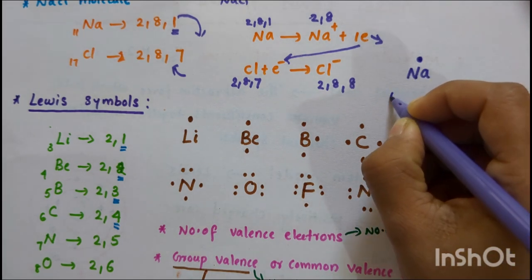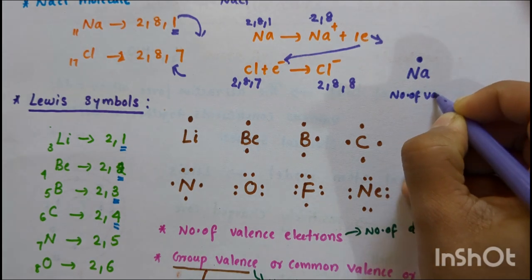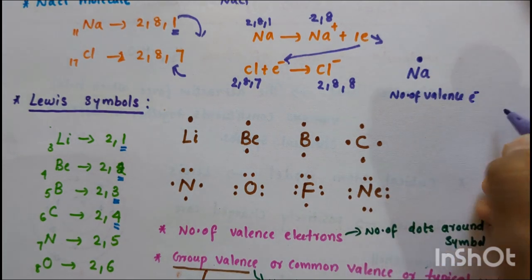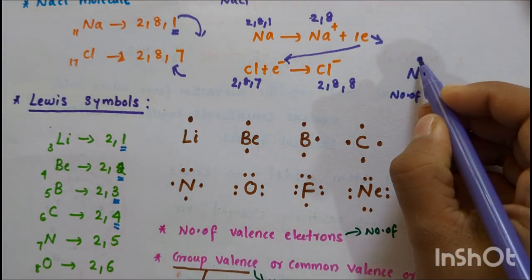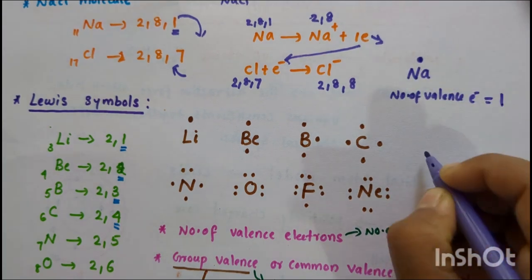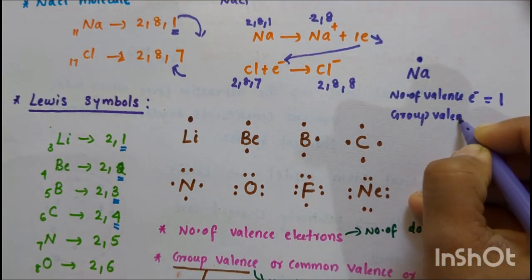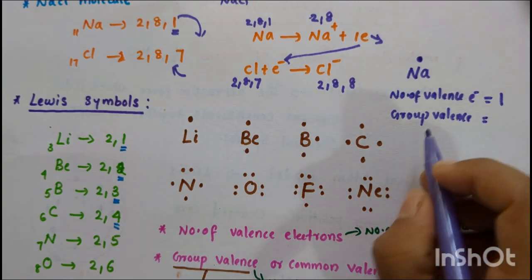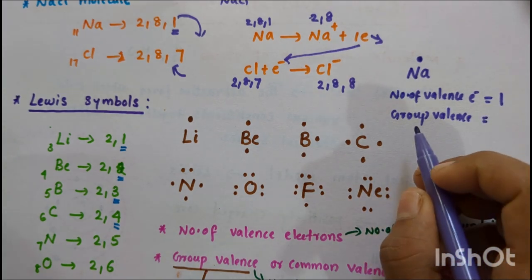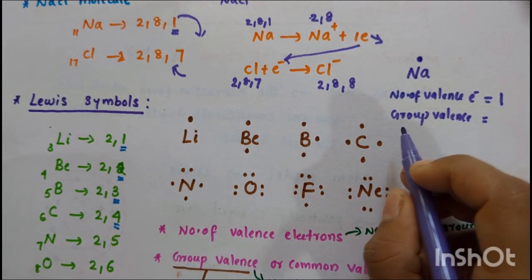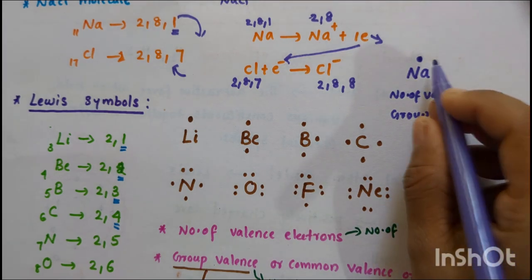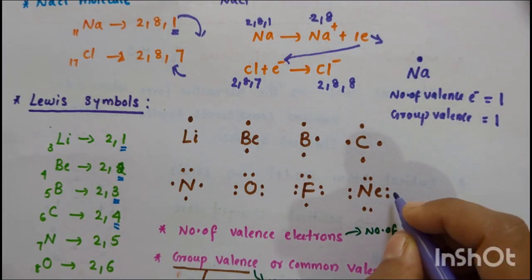Number of valence electrons, that is actually equal to the number of dots, that is 1. And what about the group valence of sodium? Group valence, that is either equal to the number of dots or 8 minus number of dots. Here this is equal to the number of dots, that is equal to 1.